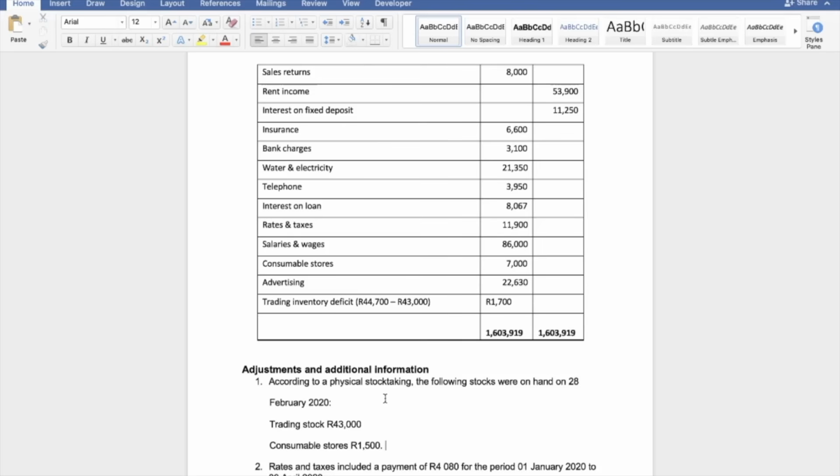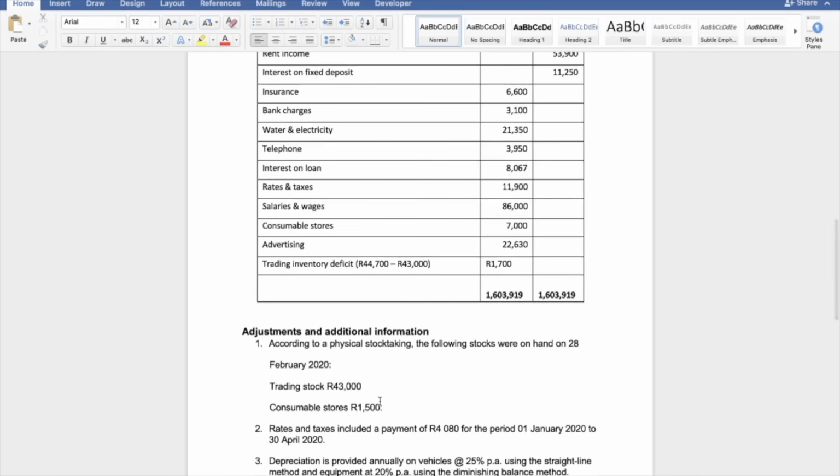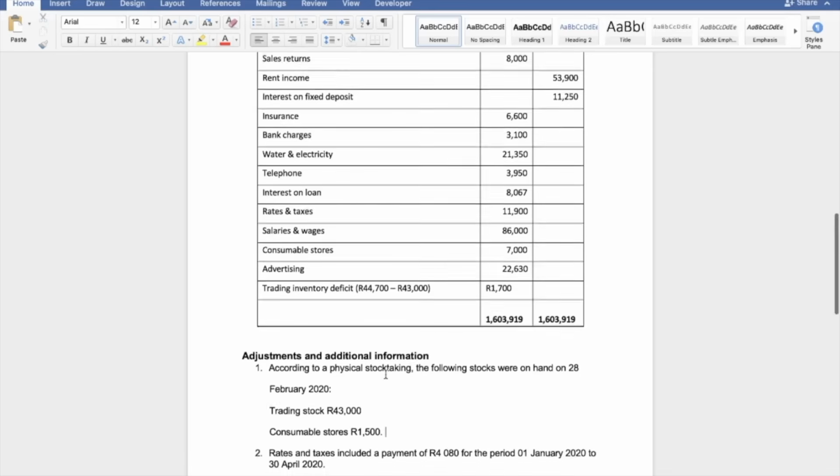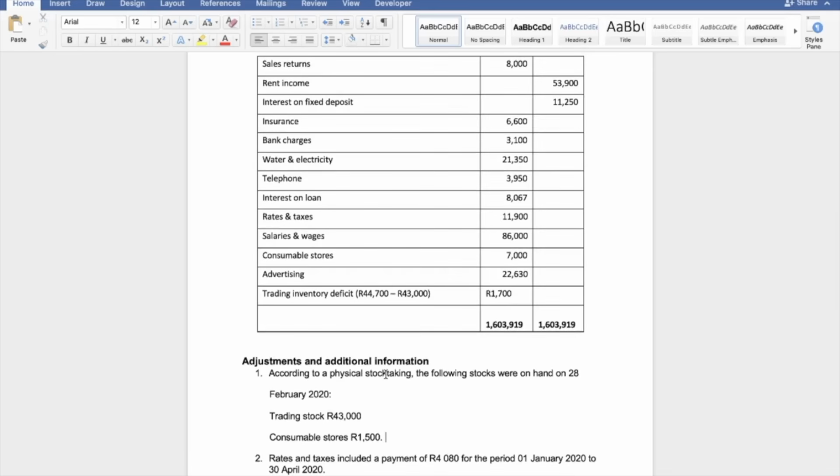But what it's telling us here, when you have it in your additional information, it's saying that this is how much you have left over. Remember, that's according to a physical stock taking. So they checked and they said, No, we still have consumable stores worth 1,500 Rand in stock. Now, it's very important that if you have consumable stores remaining, then it now is an asset.